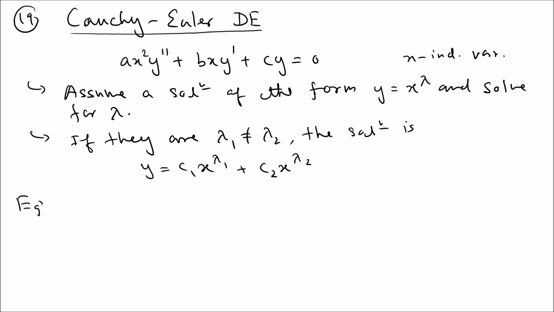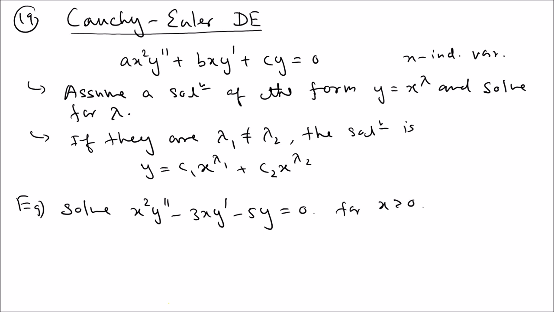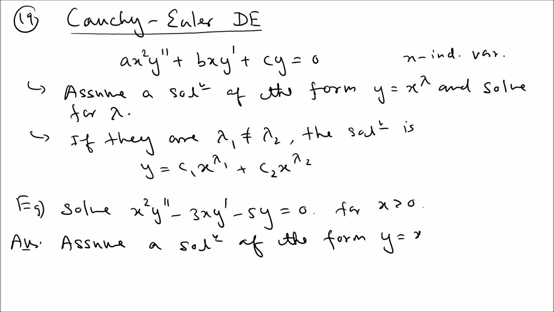So, example: solve x squared y double prime minus 3x y prime minus 5y equals 0, for x positive. So how does it work? We can assume a solution of the form y equals x to the lambda.